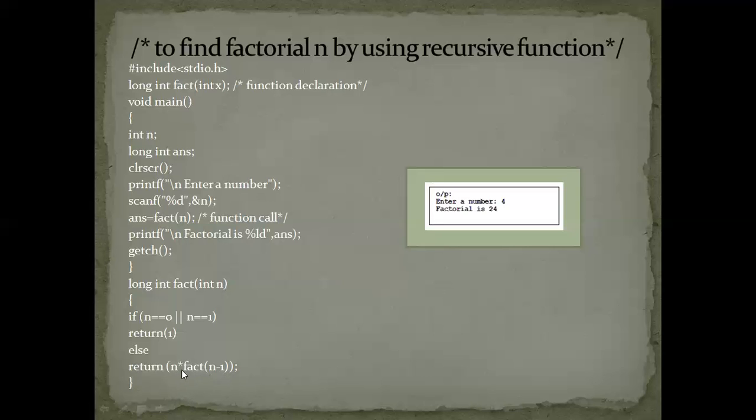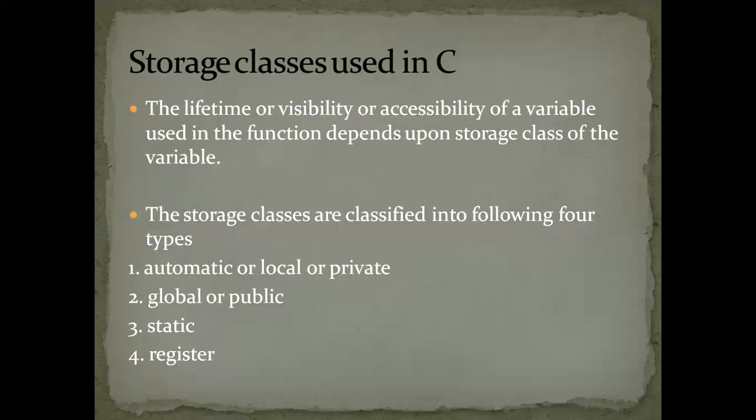Okay, again n is 4, into 3, again fact of n minus 1, that is 4 into 3 into 2 into 1. So what is the value? 4 into 3, 12, 12 into 2, 24, 24 into 1, 24. Okay, that is the result. Factorial is what? 24. Understood? Okay. Move on to the next concept, that is storage classes used in C programming.